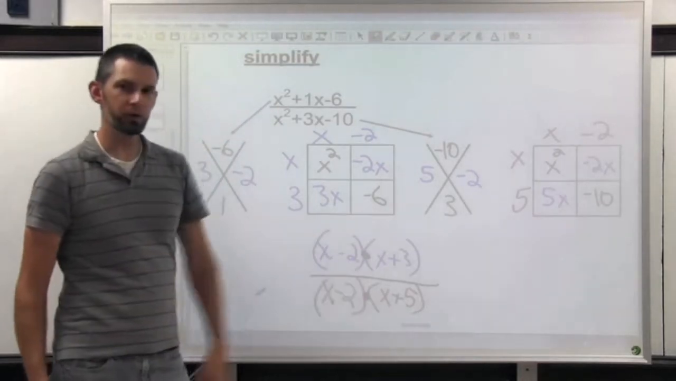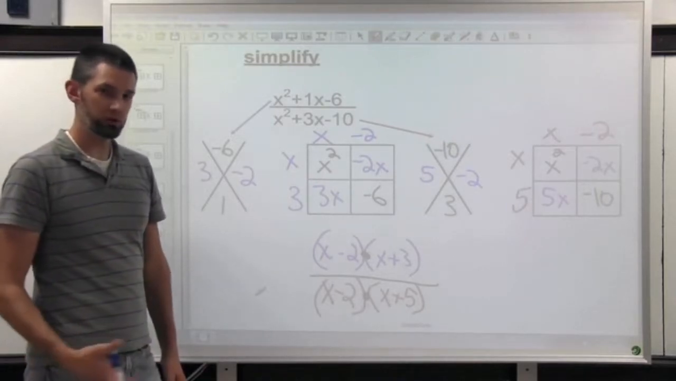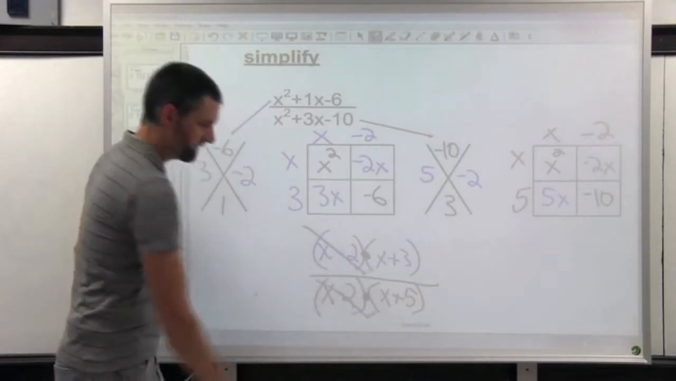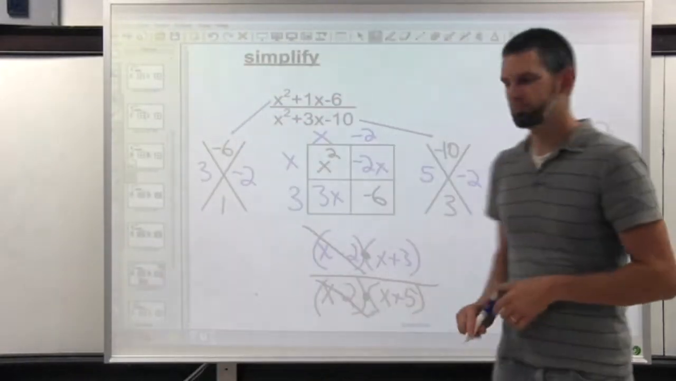And because it's multiplying, it's not really more than one term anymore. It's really acting like one term. And we have a same factor on the top and the bottom. So we can cancel those out, just like we canceled out the 5s.